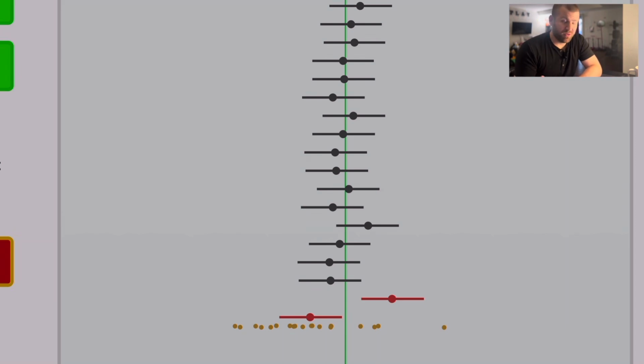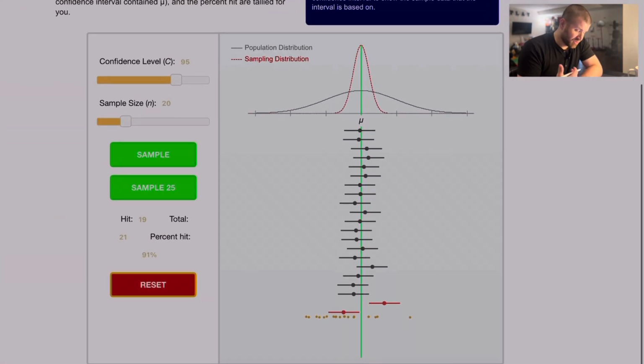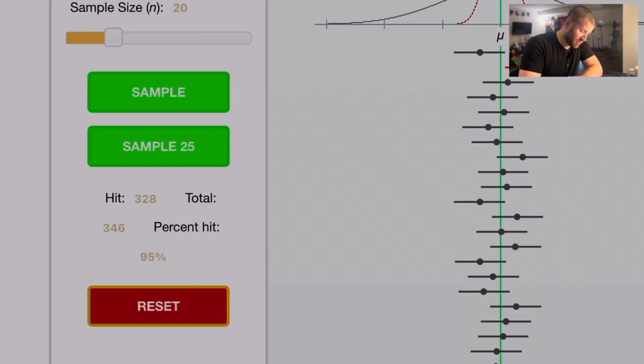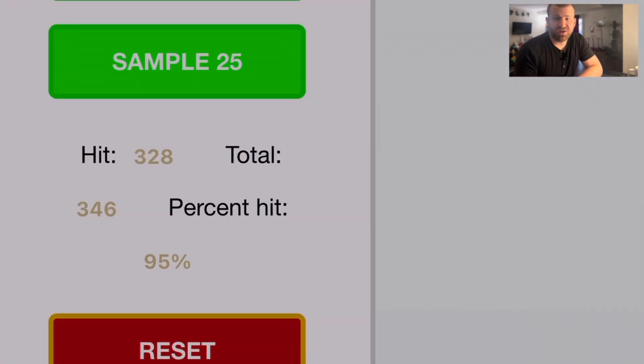But as we know, the confidence level corresponds to the percentage of intervals in the long run that will contain what I'm looking for. If I spam this for a while, you'll see this was a 95% confidence interval, and we ended up with 95% of our intervals containing it. I could sit here forever and click sample 25 until the end of time, and that number would level out at around 95% each and every time.